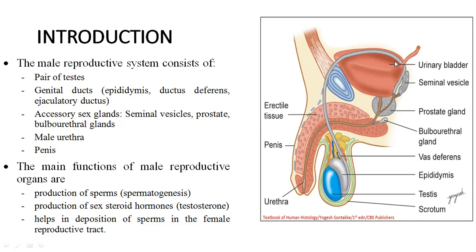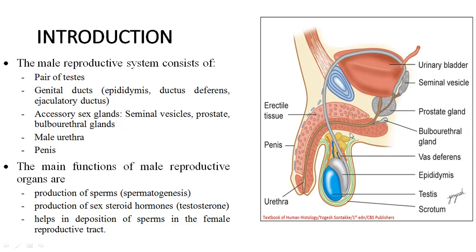This is the urinary bladder. Behind the urinary bladder, we have one more accessory organ of the male reproductive system, that is the seminal vesicle. So the vas deferens and seminal vesicles join to form the ejaculatory duct. At the neck of the urinary bladder, we have one more accessory gland, that is the prostate gland. The ejaculatory duct opens in the prostatic part of the urethra. As you come down below the prostate gland, there is one more accessory gland, that is the bulbourethral gland.